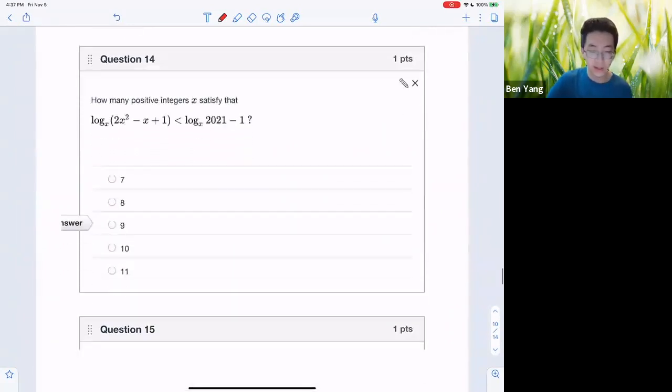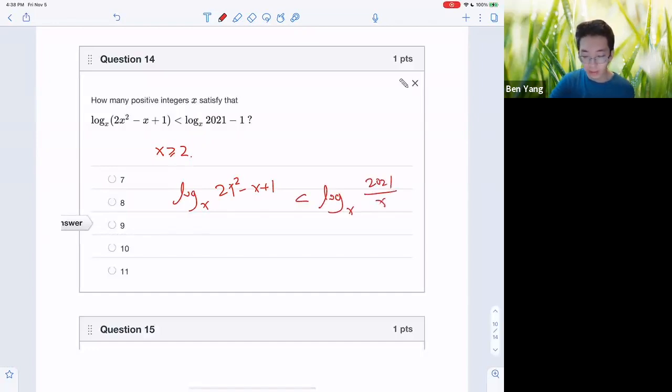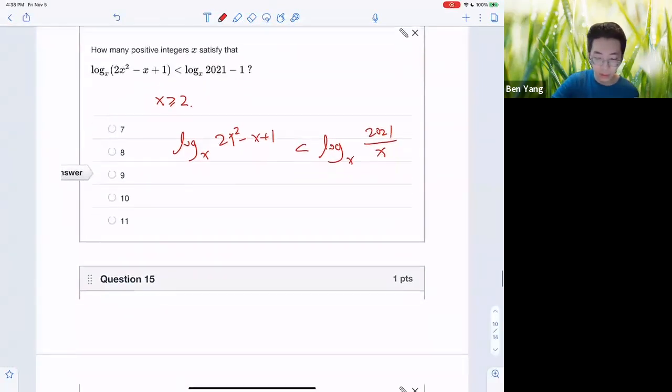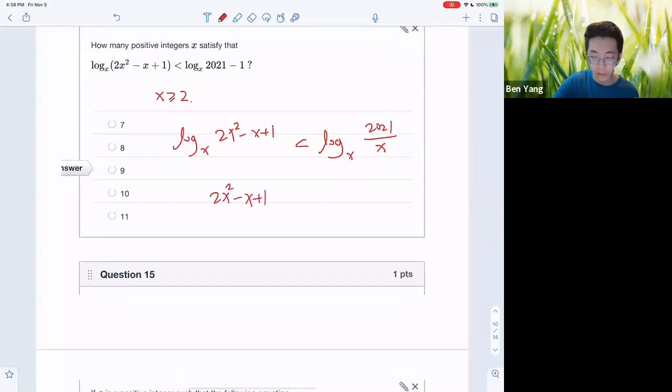How many positive integers x satisfy this inequality? So first of all, based on the definition of log, this x cannot be 1. So x should be definitely larger than or equal to 2. Then this log x of 2x squared minus x plus 1 is smaller than log x of 2021 divided by x. So we just want this 2x squared minus x plus 1 to be smaller than 2021 divided by x.